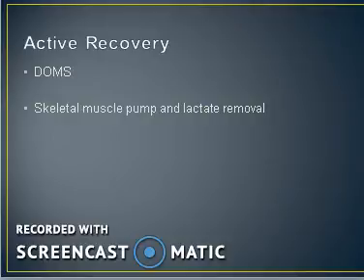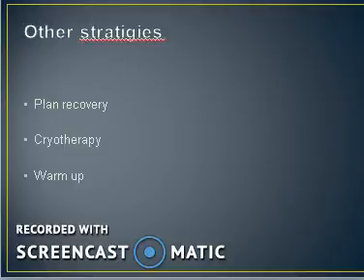And the last little bit are some other strategies in helping the recovery after exercise. One of these is planning your recovery. If you plan your recovery, you can increase the quality and intensity of the training, so you can plan out how you want to do it. You can plan out targets, you can go through with a personal trainer or someone on what is the best way to recover after doing an event.